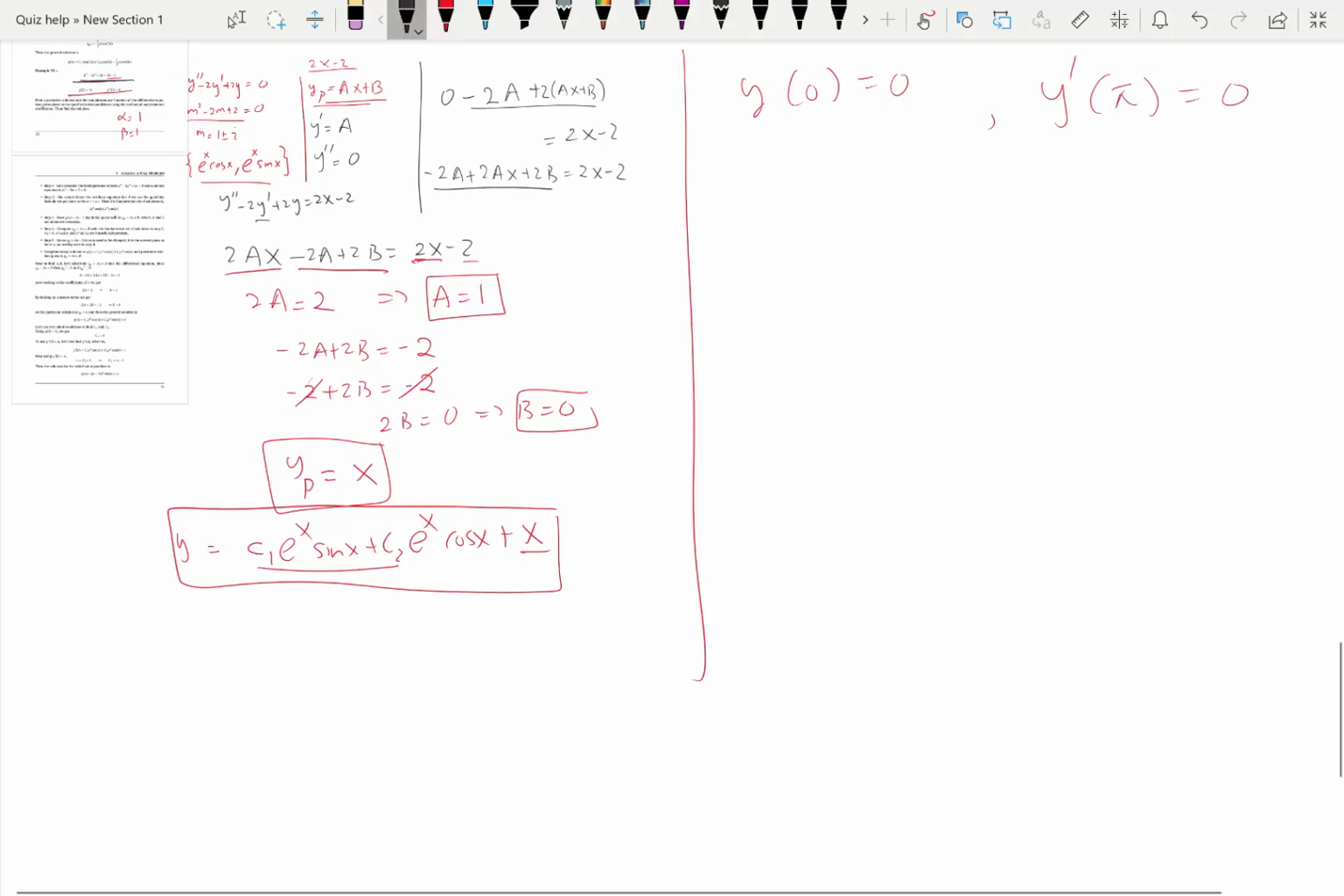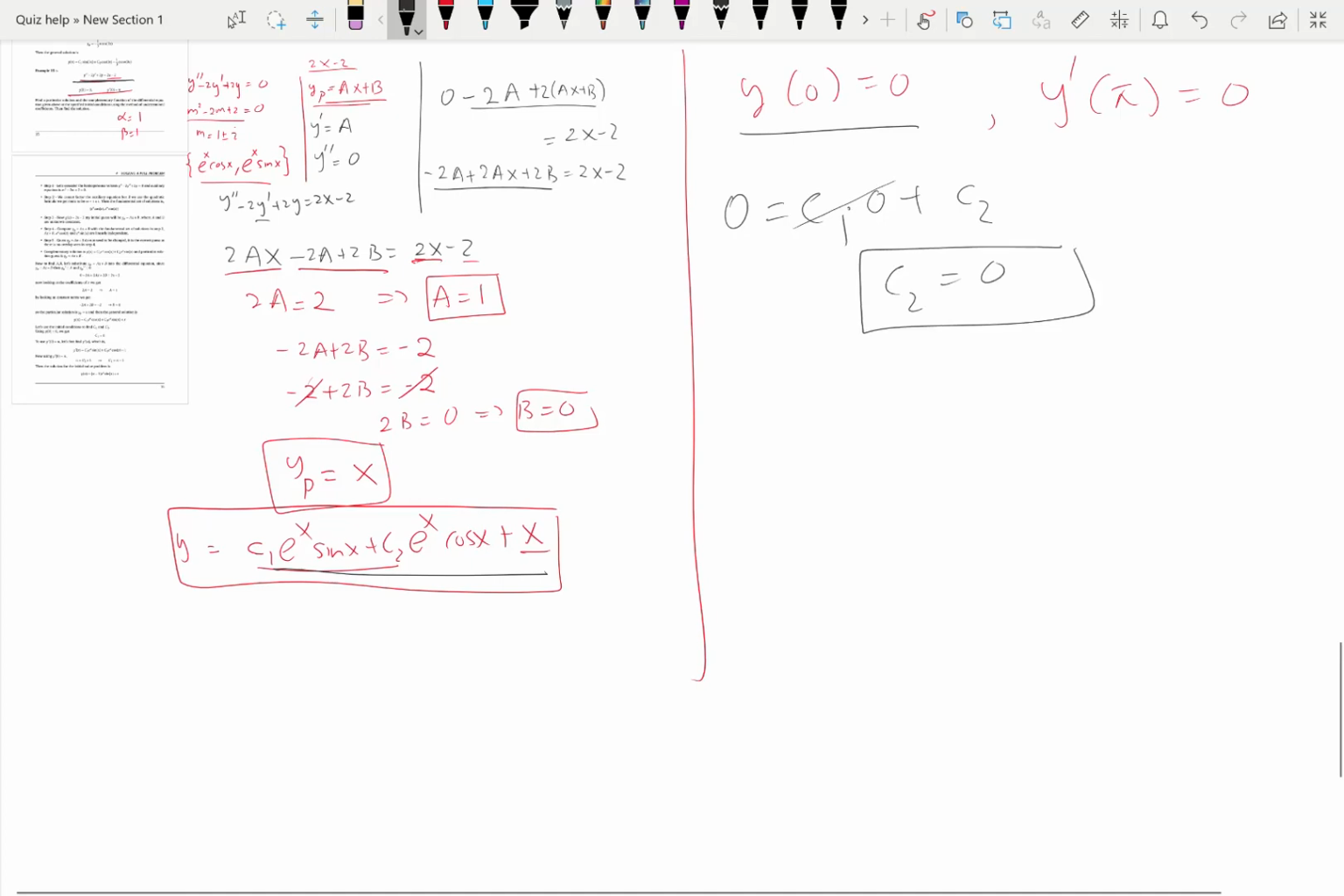Okay, so if you use the first condition, when x is equal to 0, y is 0. So if you substitute 0 for x here, we get c1 sine 0, which is 0, so c1 times 0, plus c2 cosine 0 is 1, e to the 0 is 1. So c2. So c1 times 0 is 0. So c2 is 0. Okay.